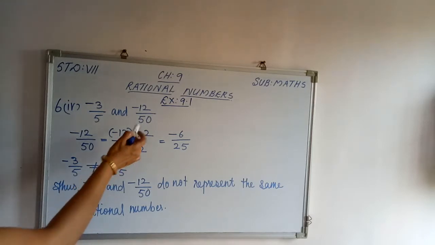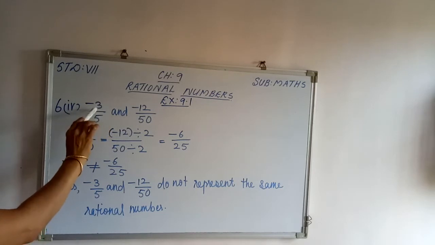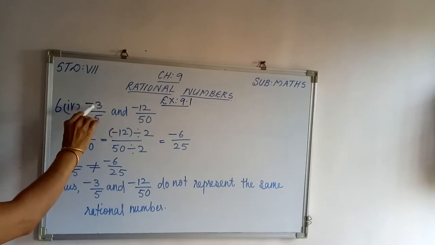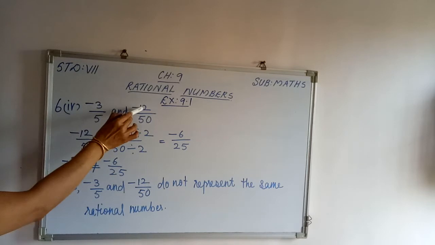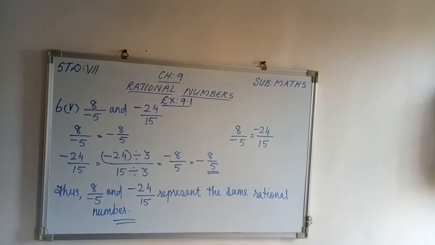Otherwise, instead of converting this into simplest form, if you want, you can multiply this also with 4. When you multiply minus 3 with 4, you will get minus 12, and 5 with 4, you will get 20. So, either way you can do it. I hope it's clear to you. Fifth one.